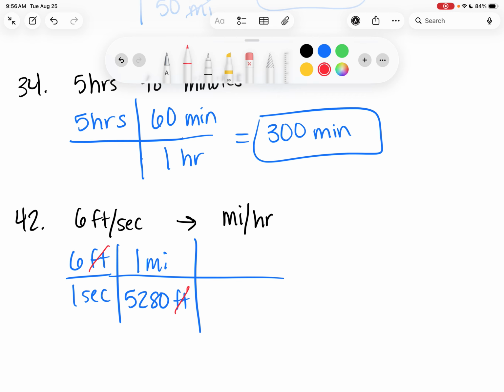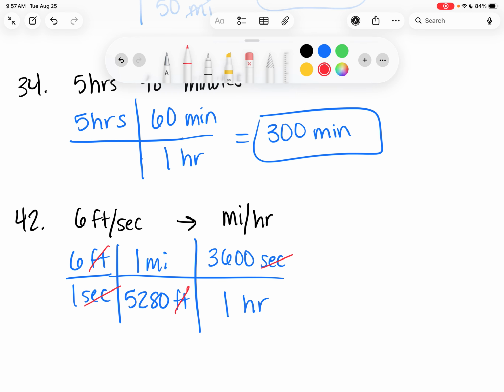So you can either know how many seconds are in an hour. Why we talked about that one. Or if you don't, then you can convert seconds to minutes, minutes to hours, and you can do it the longer way. But since we already talked about it, I'm going to go ahead and say it's 3,600 seconds in 1 hour. So now unit analysis, seconds cancel, I'm left with miles and hours.